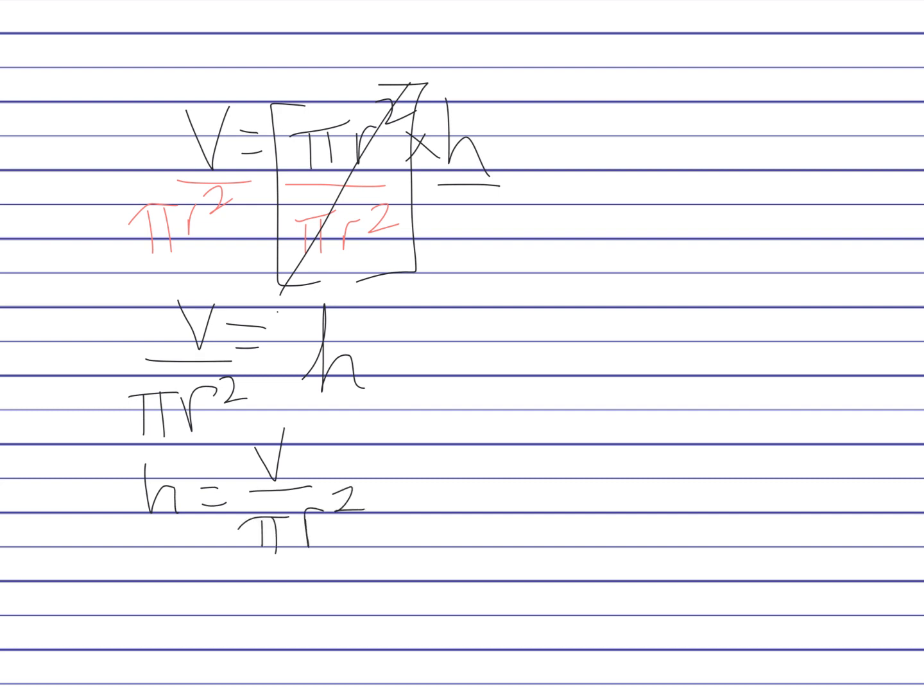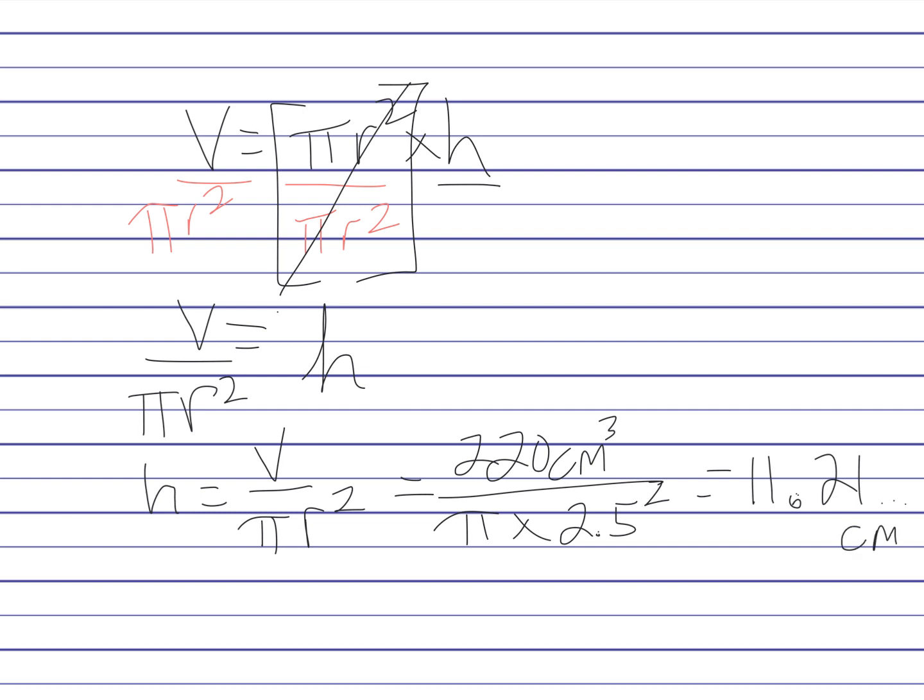So I'm going to plug in my volume of 220 centimeters cubed, and pi, and the radius squared of 2.5 squared. I'm going to pick up my calculator. 220 divided by pi divided by 2.5 divided by 2.5 gives me 11.21. We'll use our 4 digits there. So that's our height of our shape. We found the first thing on our list, the height.